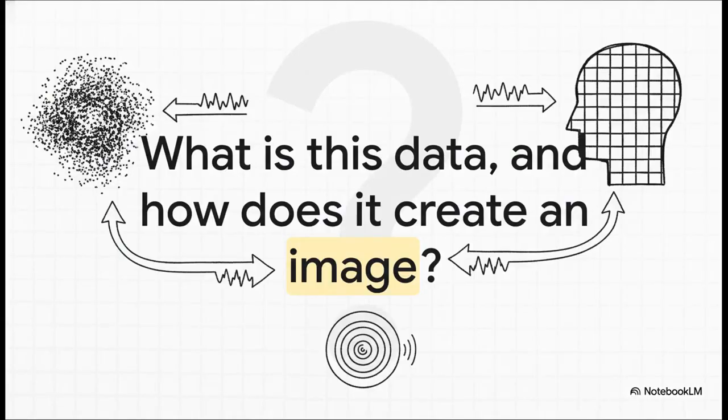So that is our core question for today. What is this bizarre-looking data, and how does it contain the secret recipe for such a detailed picture? Think of this explainer as a journey to solve that puzzle. And by the end, trust me, you'll see that K-space is actually surprisingly intuitive.